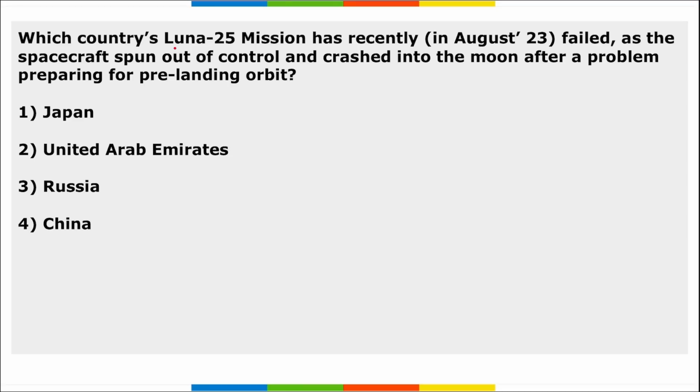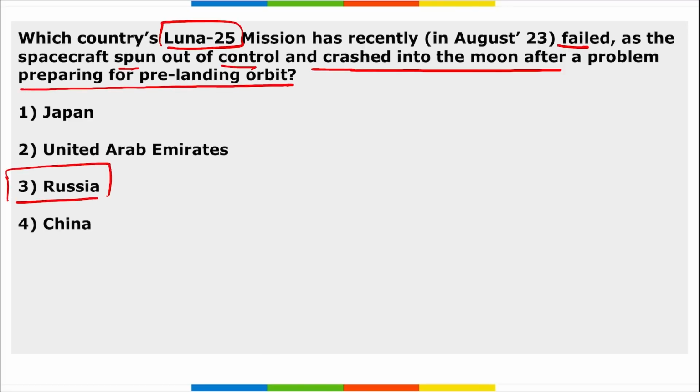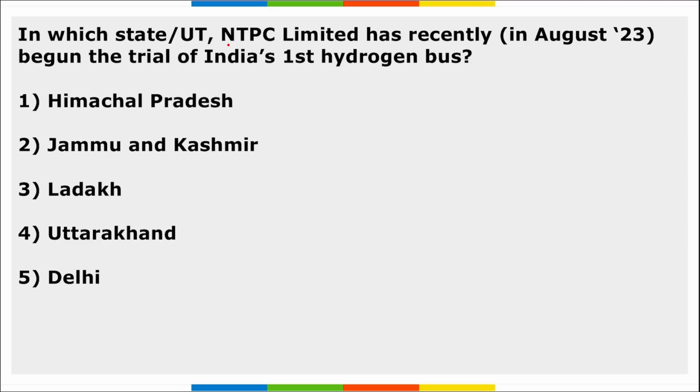Next, which country's Luna 25 mission has recently failed as the spacecraft spun out of control and crashed into the moon after a problem preparing for the pre-landing orbit? It is of Russia. So Luna 25 mission is of Russia. Correct. Next, in which state or UT has NTPC Limited recently begun the trial of India's first hydrogen bus?